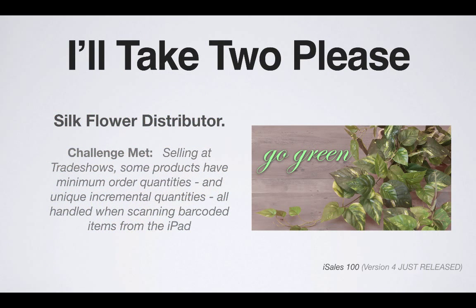Here's a profile of a company on the East Coast that is a distributor of silk flowers. The challenge for them is they do a lot of selling at trade shows, but one of the things they have as a company policy is minimum order quantities for a number of prices. So iSales has been built where you can put in a minimum order quantity as a UDF at the item level, and there's another field as well where you can indicate incremental sales quantity after the first one.